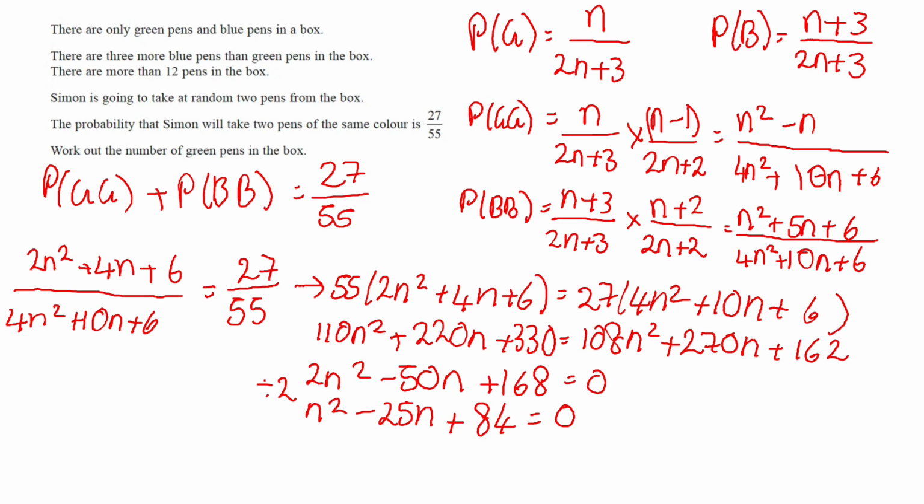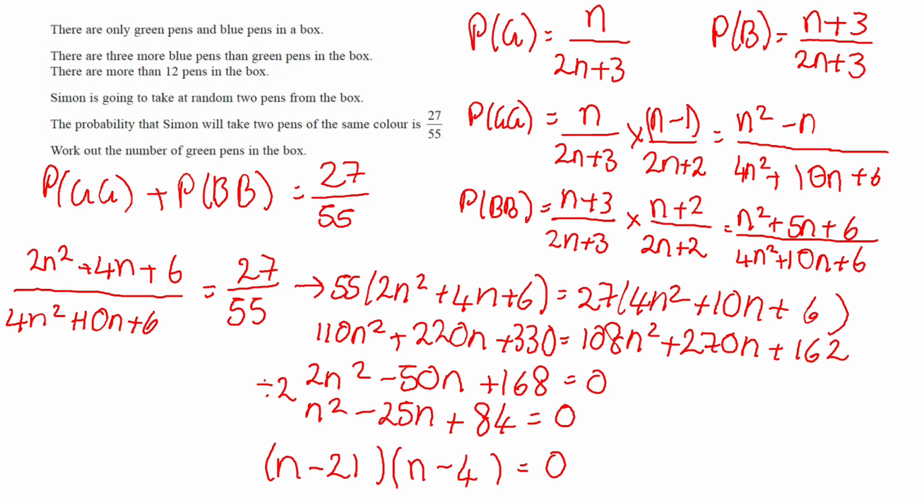So we can go straight in with our brackets. And we're looking for two numbers that multiply to make 84, but when you add them, they make negative 25. So our 2 are going to be negative 21 and negative 4. That means that n, so the number of green pens, because that was originally what we represented the green pens with, is either 21 or 4.